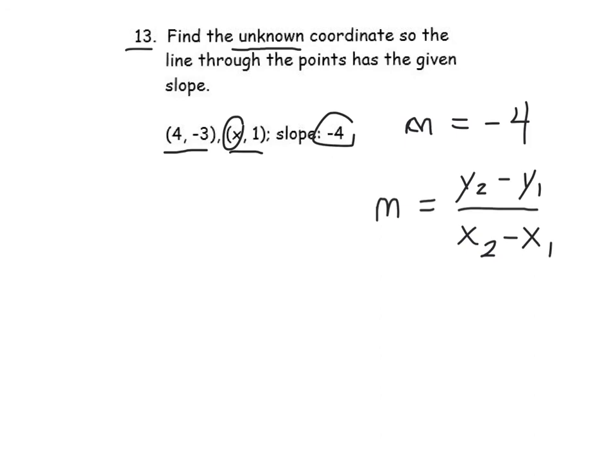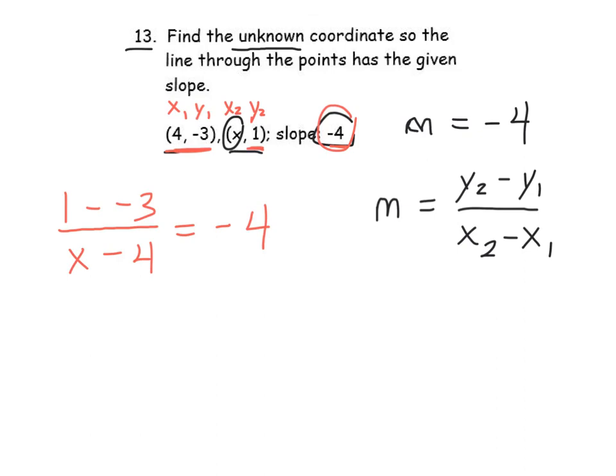So let's take all the information I do have, because I do have one full coordinate here, I also have a y here, and I do know what my slope is. So let's replace everything we do know. So we'll call this first coordinate my x1, y1, the second one my x2, y2. So when I plug that into my formula, it looks like we're going to have 1 minus -3 over x minus 4. Now I know that that slope is going to end up equaling -4.